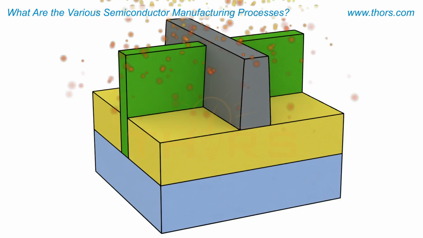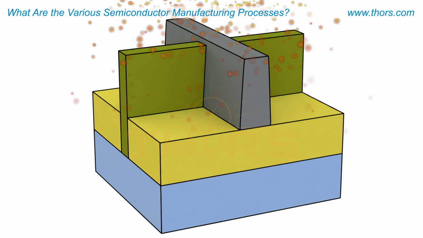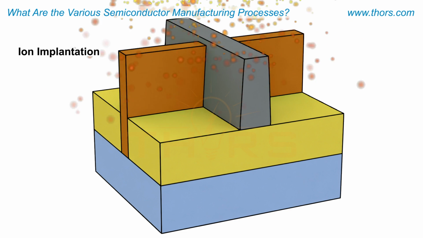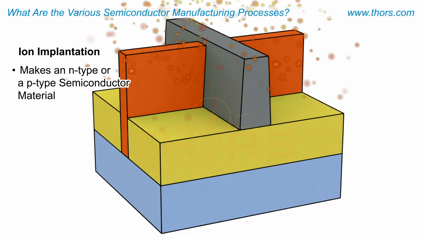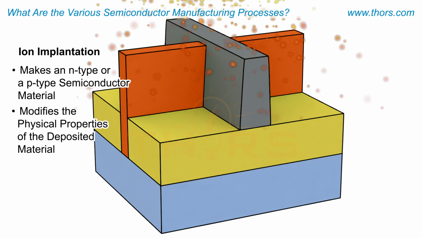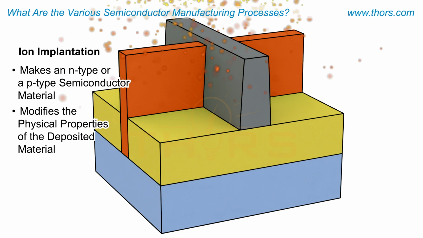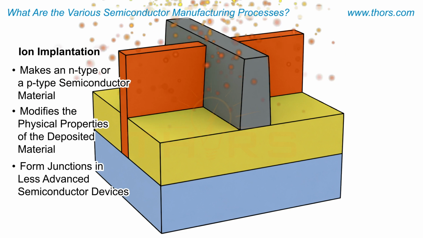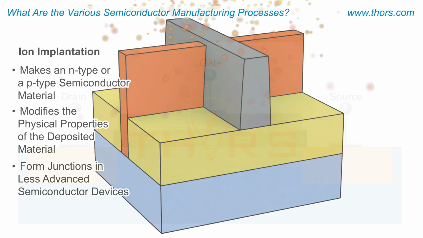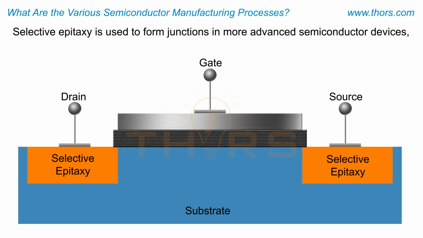To improve the conductivity of silicon, dopants or impurities are introduced through the ion implantation process. Ion implantation can make an N-type or a P-type semiconductor material, as well as modify the physical properties of the deposited material to form junctions in less advanced semiconductor devices, such as diodes and transistors. Selective epitaxy, which involves controlled deposition of a crystalline layer only in predefined regions, is used to form junctions in more advanced semiconductor devices, such as logic gates and memory devices.